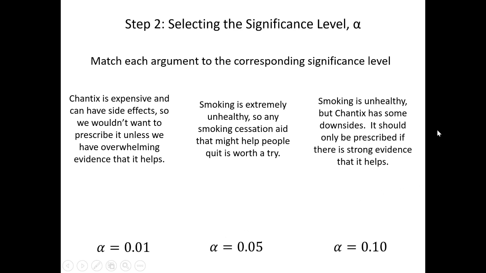All right, in part 2, we talked about selecting our significance level, alpha. Now, some of this is personal preference, or it depends on your stake in the situation. So I have 3 statements here, and each of them aligns with a particular significance level, 1%, 5%, or 10%. So pause the video and see if you can match up which statement goes with which alpha.